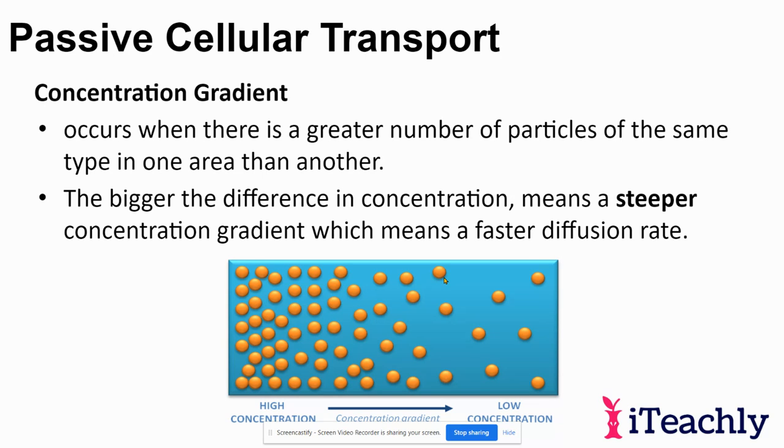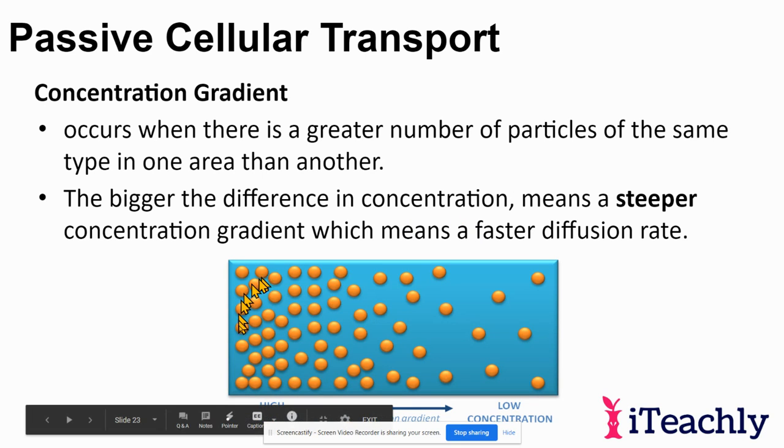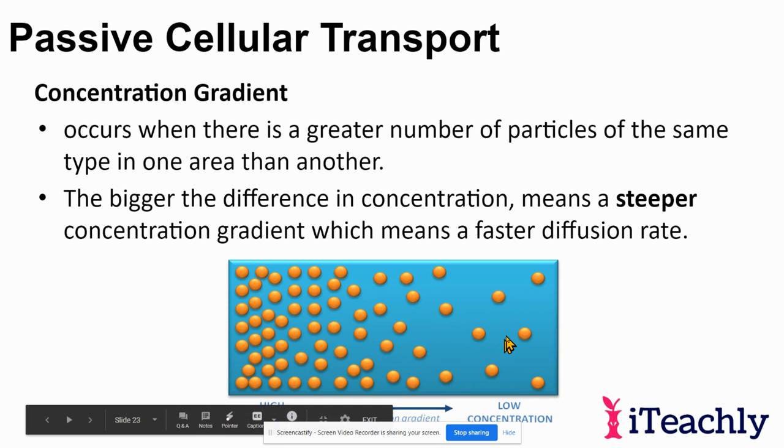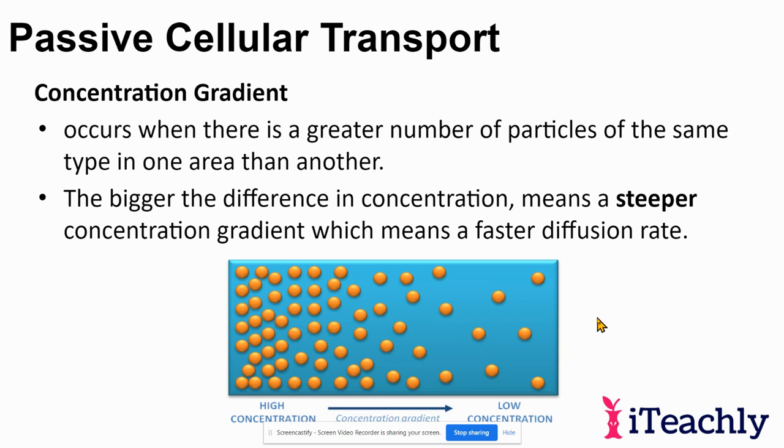Okay, so basically this has a high concentration. Let's call them hydrogen ions, because that's what we're going to use eventually. And this would be a low concentration of hydrogen ions. This would be a big concentration gradient because you have a high concentration here and a low concentration there.